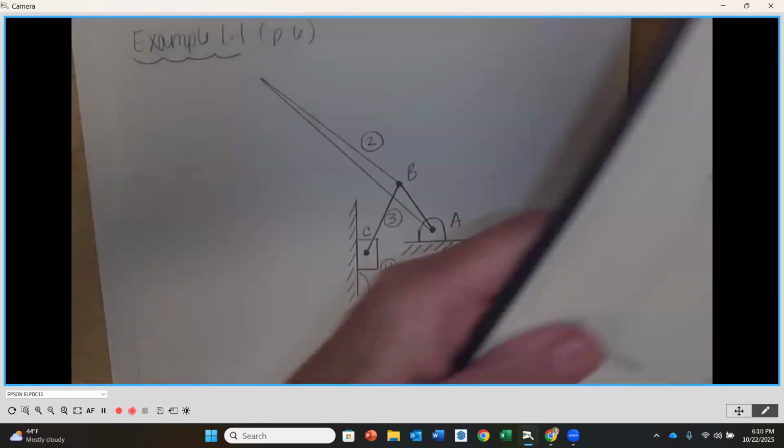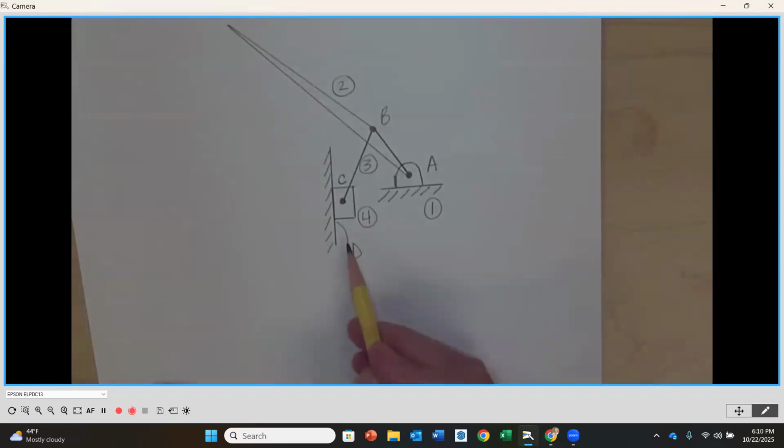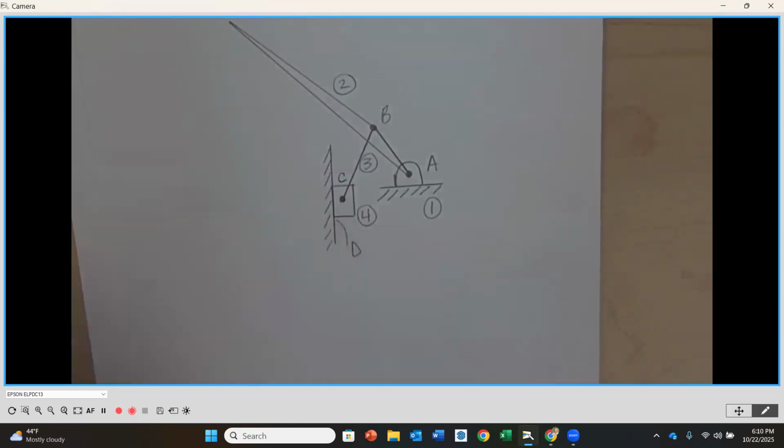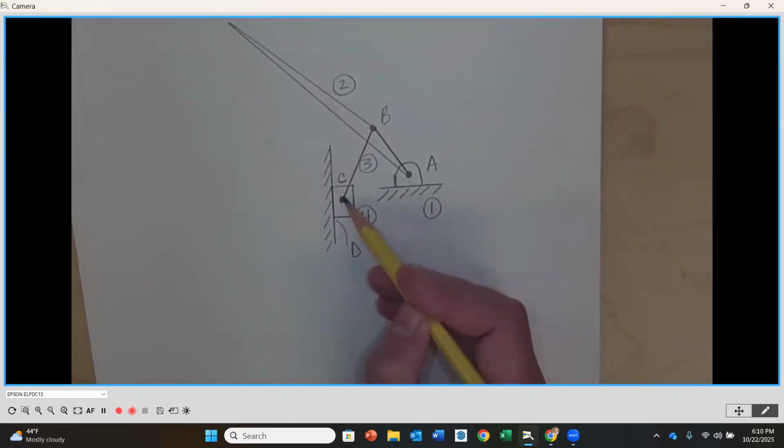The question is whether letter D is the letter representing the joint of the slider back to the frame. Yes. So a sliding joint is going to be D. And C is the pin connection to the slider.